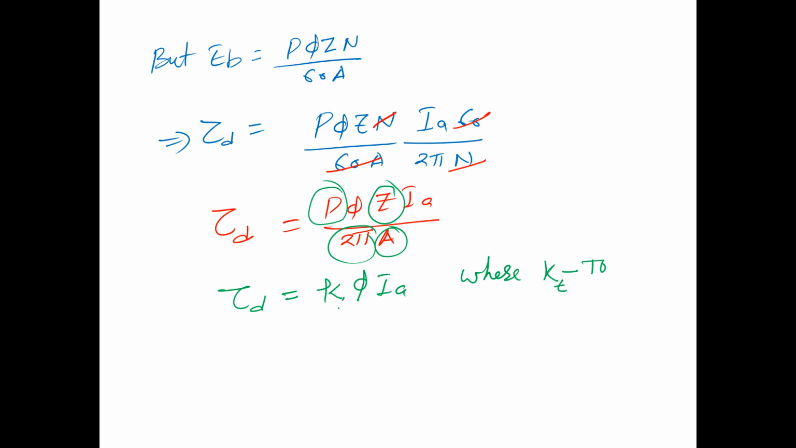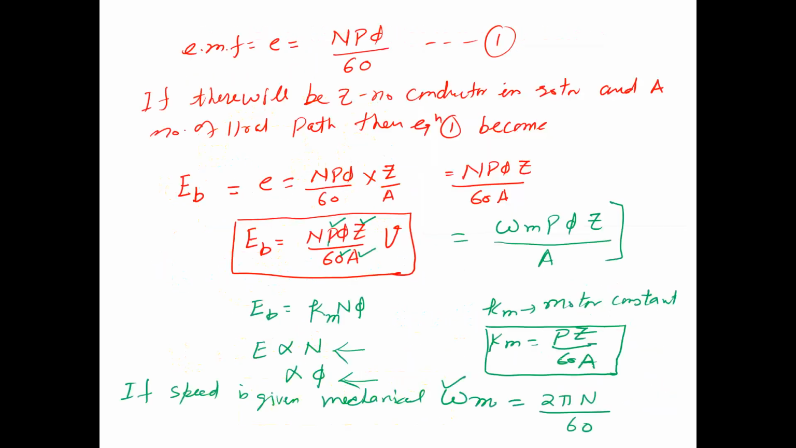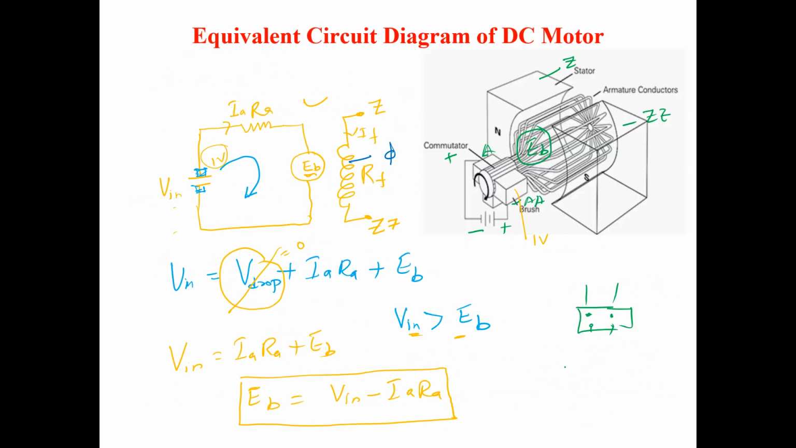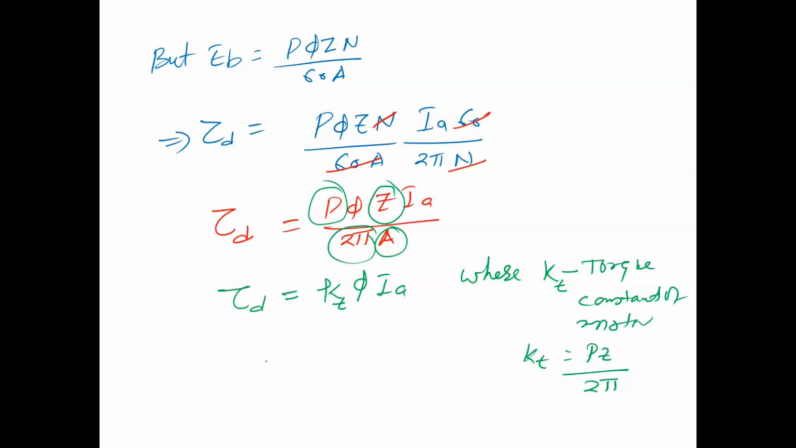इसको आप कर दीजिए KT, that is torque constant of motor. And what will be its value? KT is equal to Pz upon 2 pi. It will be similar to the motor constant. See here, Pz upon 60A है, motor constant बोलिए या torque constant आप बोलिए, it will be the same value. Then we can say that this developed torque is directly proportional to flux as well as directly proportional to armature current. That means it further depends upon our armature current as well as flux developed in the motor.